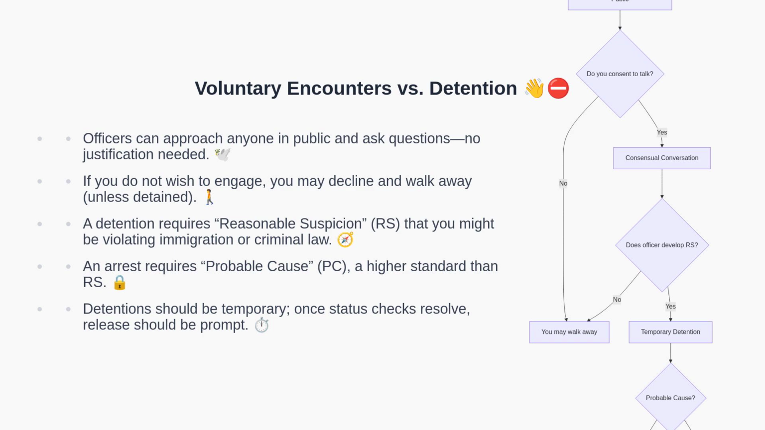Reasonable suspicion is the belief, based on specific and articulable facts, that a person might be involved in a violation. By contrast, probable cause is a higher standard, needed for an arrest, indicating a fair probability that a crime has been committed by the person. Detentions should be brief and are meant to resolve identity or status questions, after which a person should be released promptly if no further grounds exist.